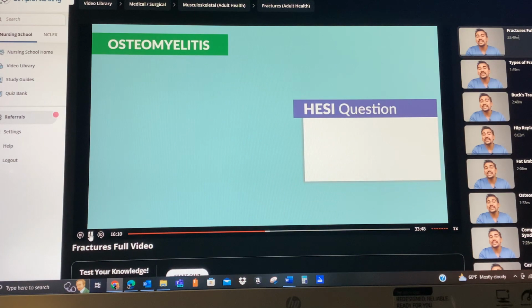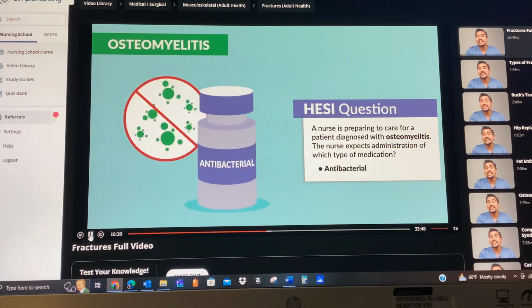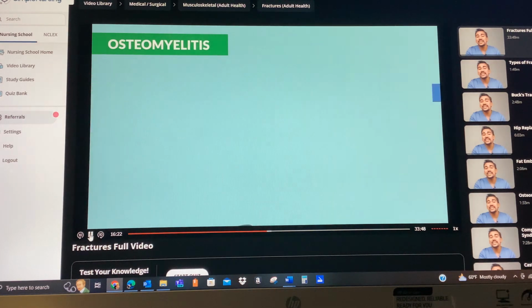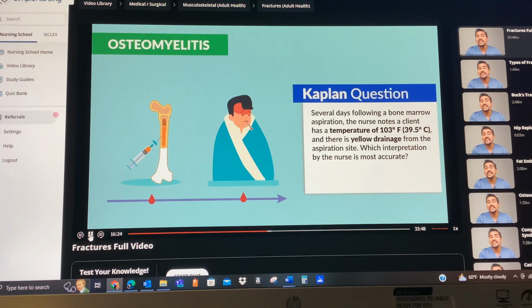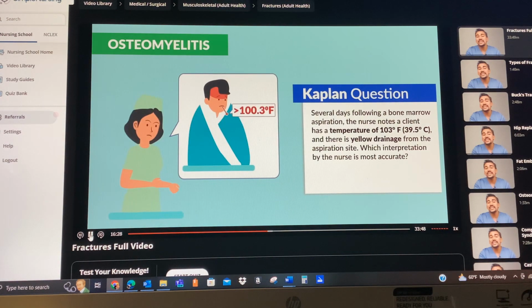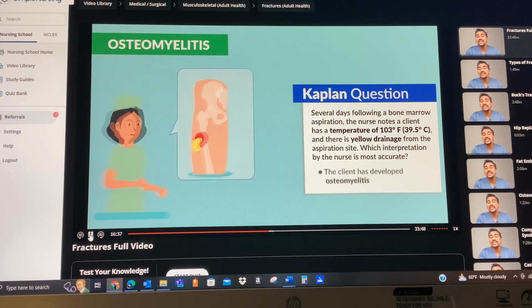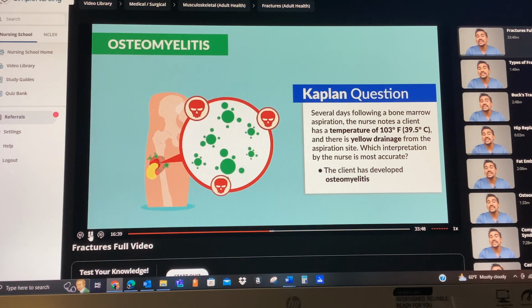So Hesse mentions, a nurse is preparing to care for a patient diagnosed with osteomyelitis. The nurse expects administration of which type of medication? Antibacterial. And Kaplan mentions, several days following a bone marrow aspiration, the nurse notes the client has a temperature of 103, and there's yellow drainage from the aspiration site. Which interpretation by the nurse is most accurate? The client has developed osteomyelitis.